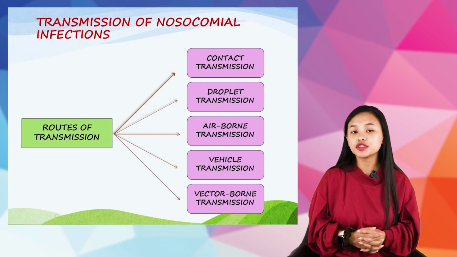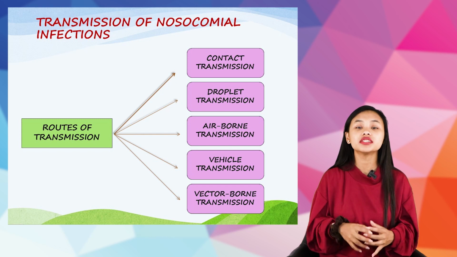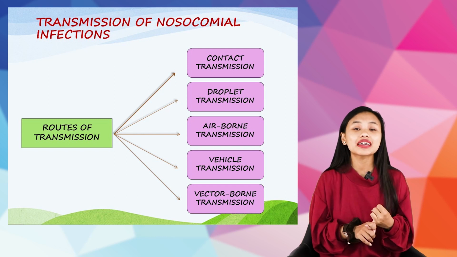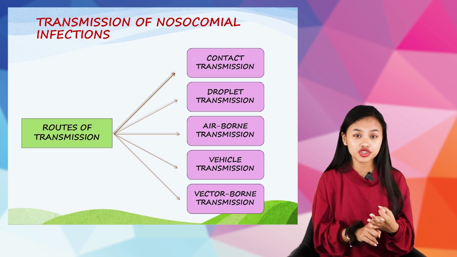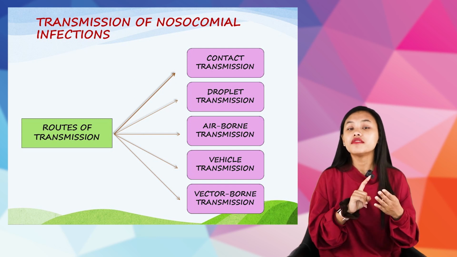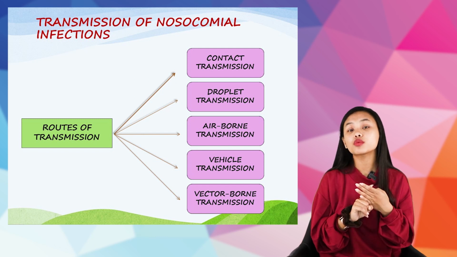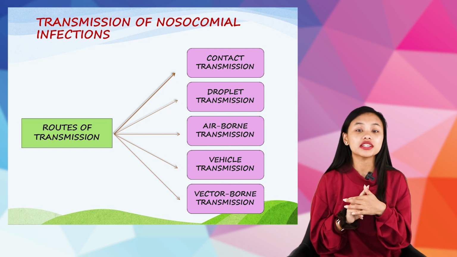Since we have discussed the types as well as the causes, now let us discuss how these nosocomial infections can transmit from one person to the other, or how the patient can acquire this nosocomial infection during their hospital stay. So here there are various routes of transmission. The first one is the contact transmission. The second is the droplet transmission. The third is the airborne transmission. The fourth is the vehicle transmission, and the fifth one is the vector-borne transmission.